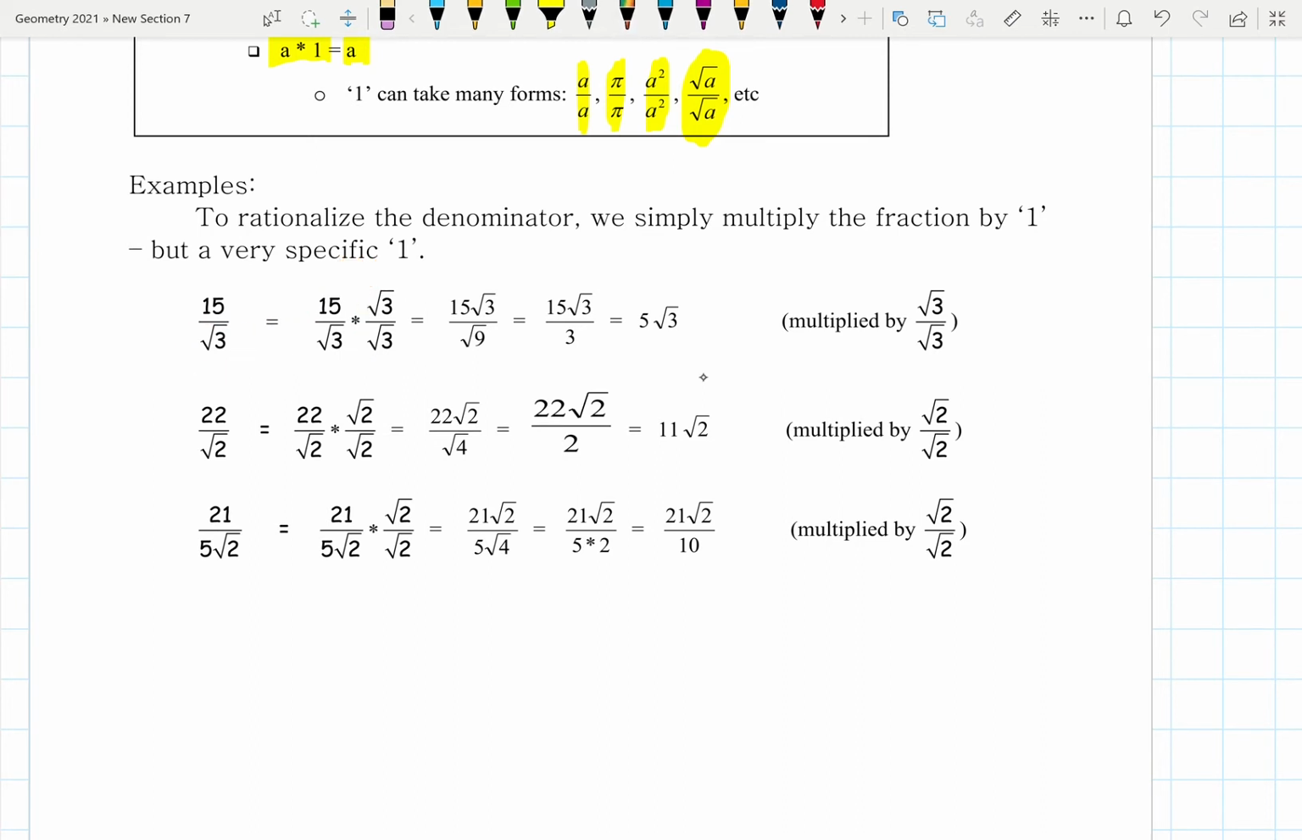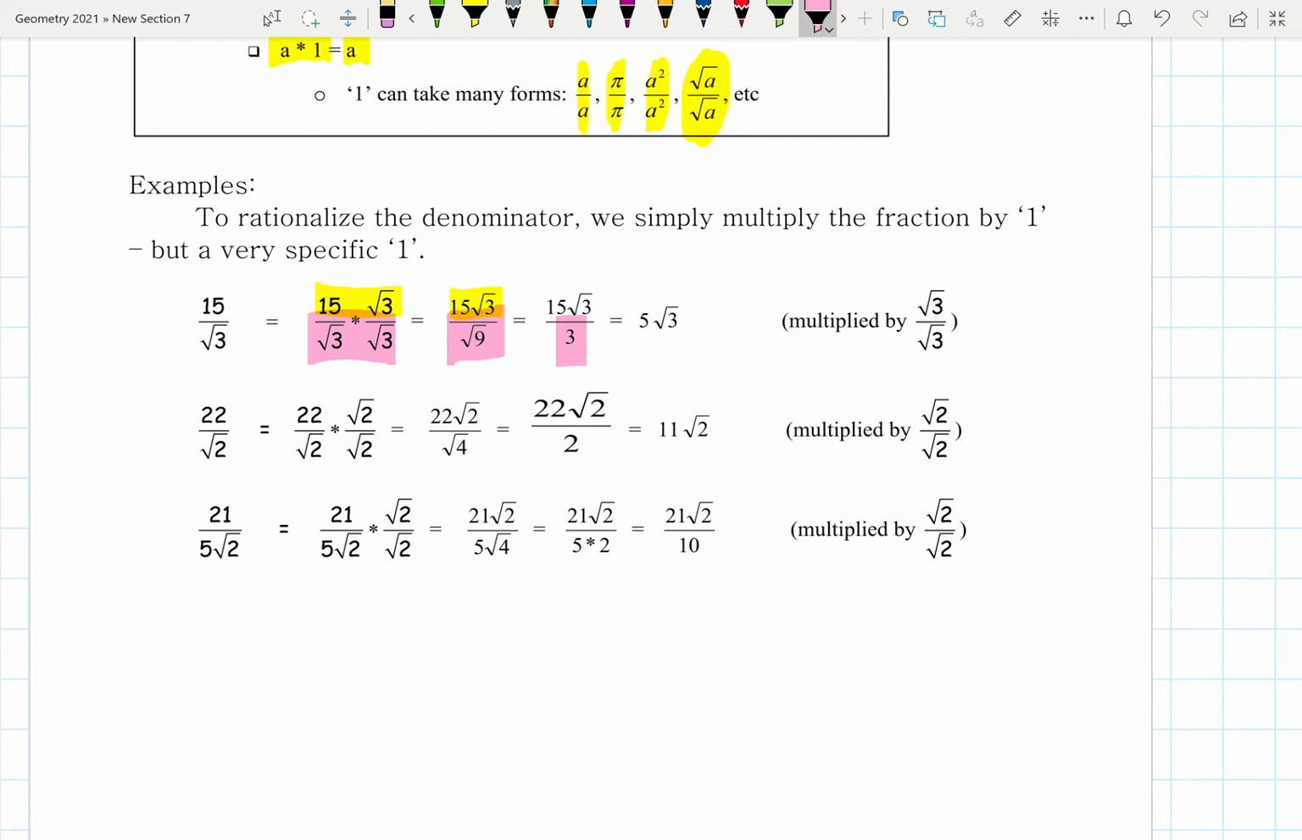So once I set it up like that, then it's a matter of multiplying numerator times numerator. So that becomes 15 square root of 3. Multiplying denominator by denominator. So that becomes square root of 9. But because of the way we've set it up, square root of 9 is a perfect square, which is now just 3. So I no longer have a square root in the denominator.